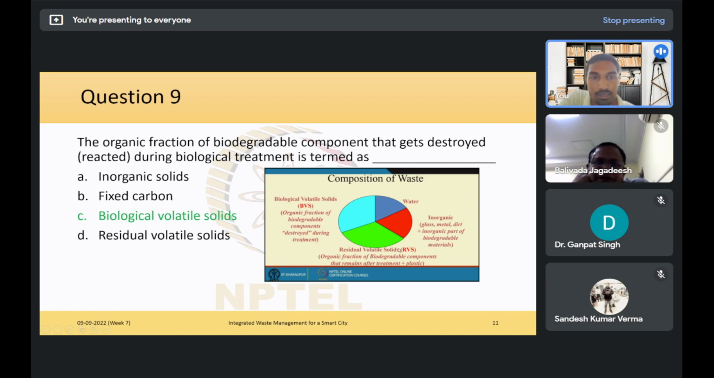The other parts, such as the RVS or the residual volatile solid, as the name suggests, is a residue. It won't react; it comes out of the treatment process unreacted. Even though it is an organic fraction, it will not be acted upon by the microorganisms. Inorganic material will also not be acted upon, and moisture is required but will not react. So it is only this BVS fraction that is going to be treated in the biological treatment. That is given in option C.